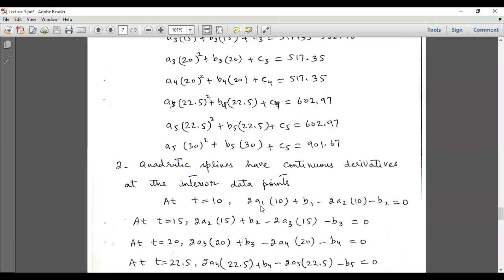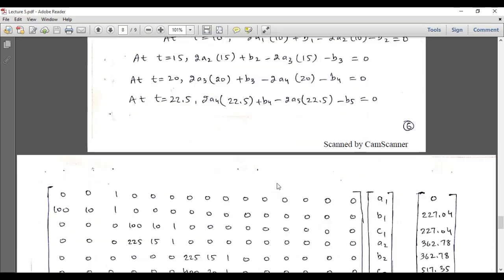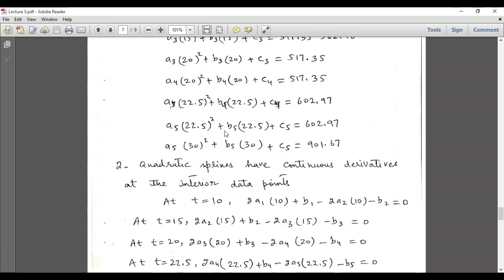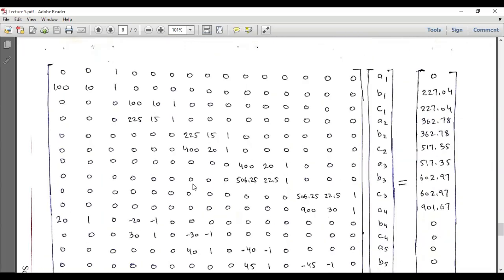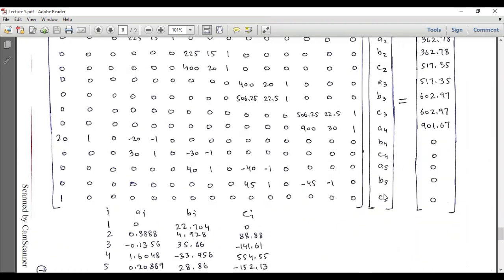At t equal to 10, the derivative of the first spline minus the derivative of the second spline at t equal to 10 should be equal to 0. Similarly, at t equal to 15, this is the second equation, this is the third, and this is the fourth equation. So by looking at these equations, we can build up the matrix. For example, this is our first equation, and all the unknown variables are a1, b1, c1, a2, b2, c2, a3, b3, c3, up to a5, b5, and c5.